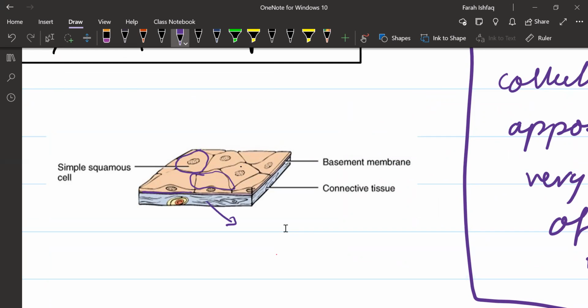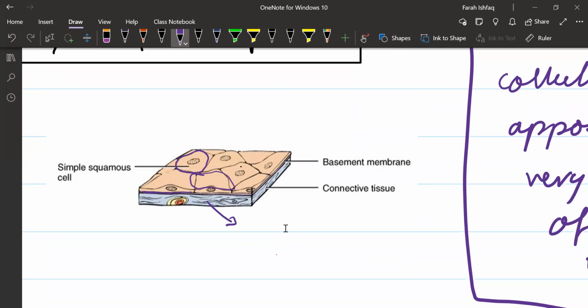Why? Because the epithelium is an avascular structure and it needs blood vessels to supply blood, nutrition and oxygen to it. That's why there is always a connective tissue lying beneath the epithelium, which contains the blood vessels, which in turn supply the nutrition to the avascular epithelium.